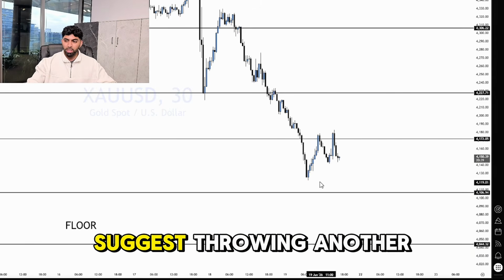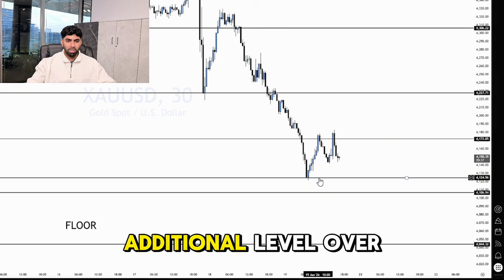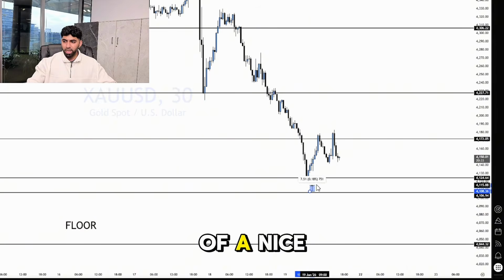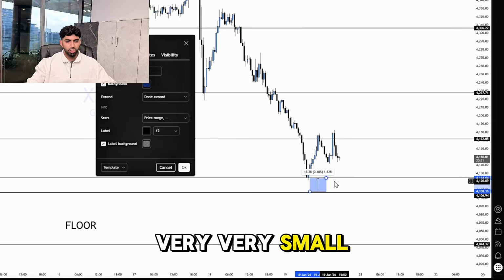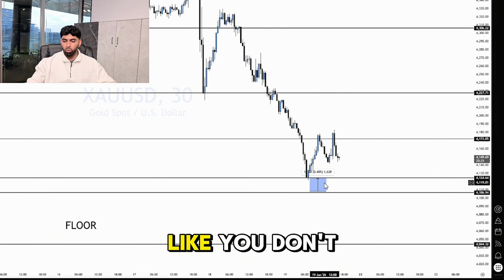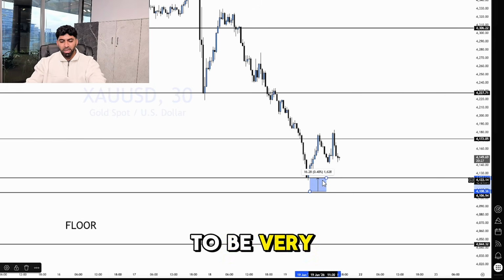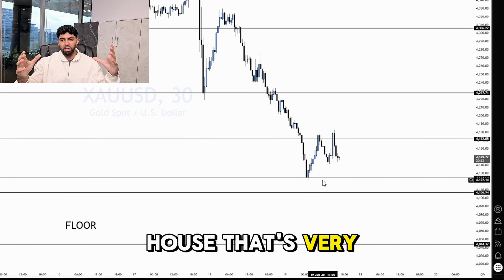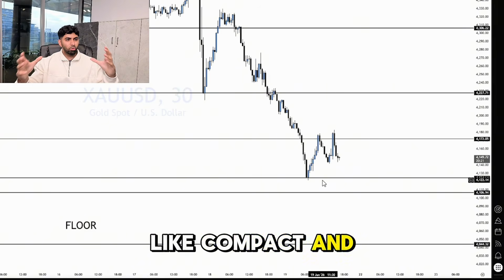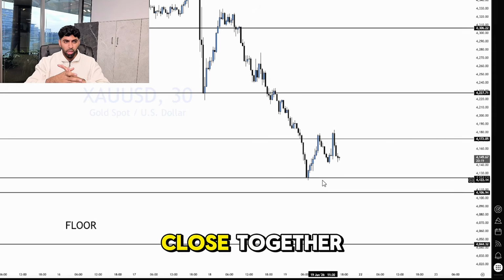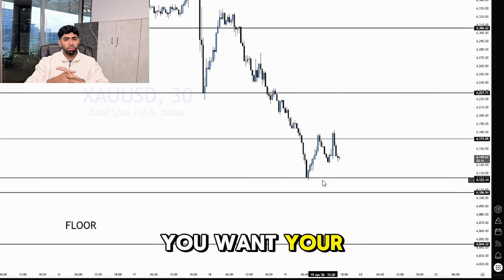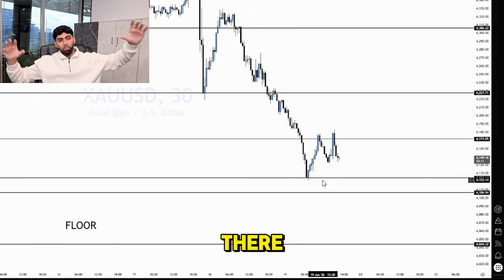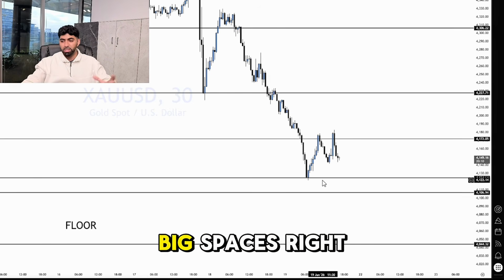I would not suggest throwing another additional level over here because you can see it's a bit too close, right? You want to have a bit of a nice range. Now, this is a very small range to have two levels. You don't want your rooms to be very close to each other, right? Who would ever want to live in a house that's very compact and the rooms are on top of each other and it's so close together? No one, right? You want your house to be nicely spread out where you have your bedroom over there, your kitchen over there, your bathroom over there, some nice big spaces, right?